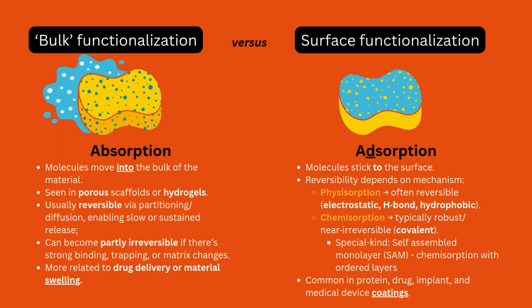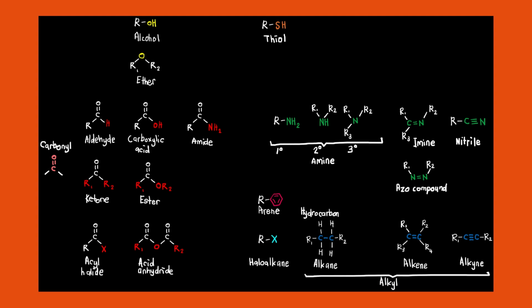A great example is a self-assembled monolayer, or SAM. It forms a stable, ordered layer through chemisorption and is often used to create reliable surfaces in implants, biosensors, or targeted drug delivery. Let's take a quick look at common chemical functional groups.